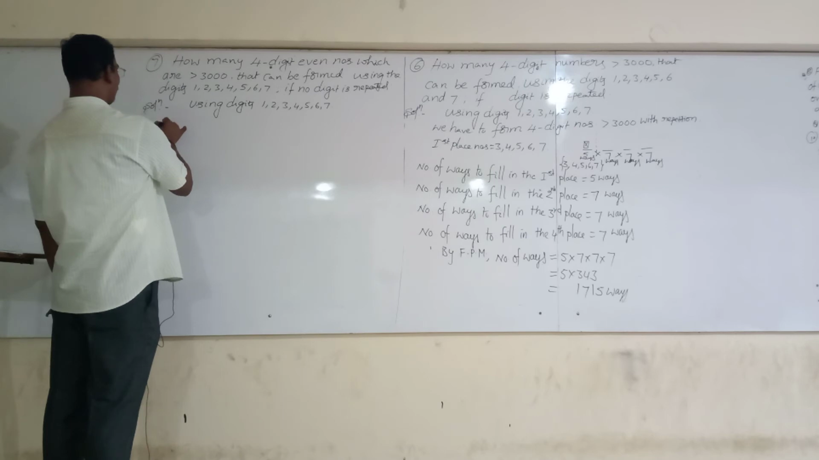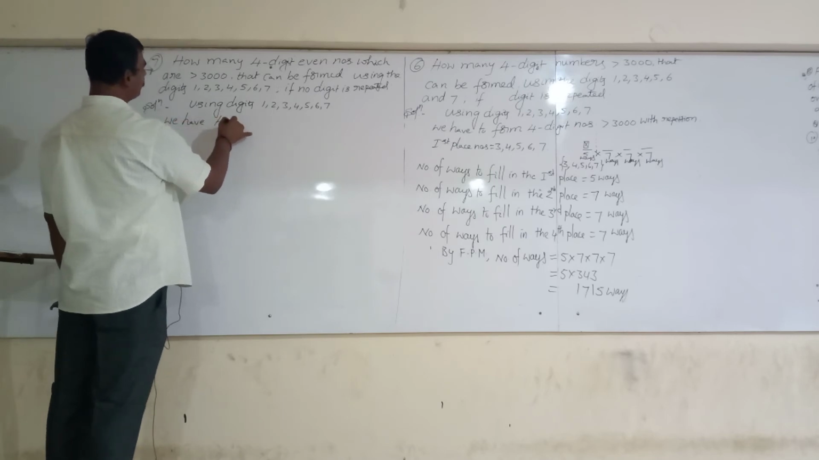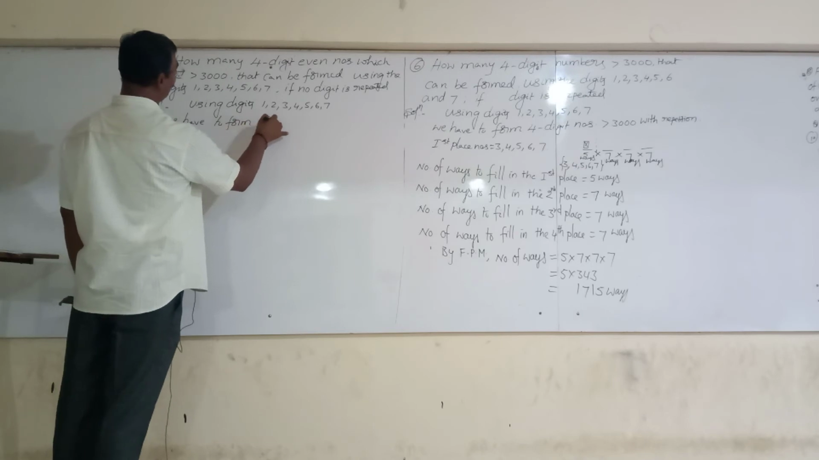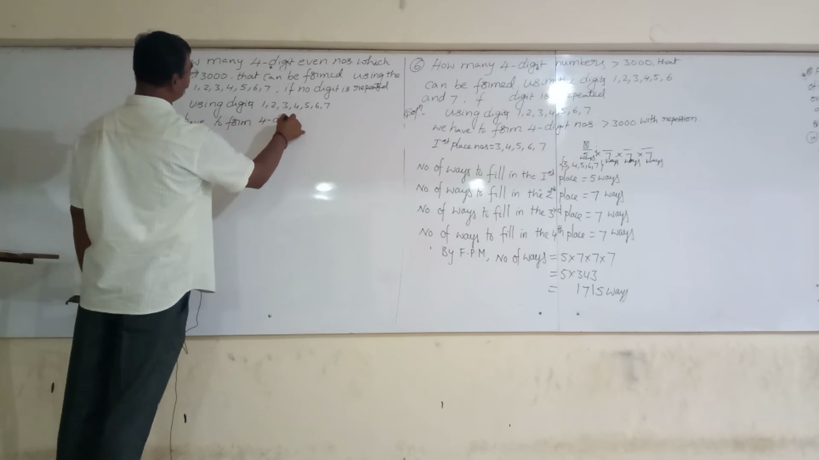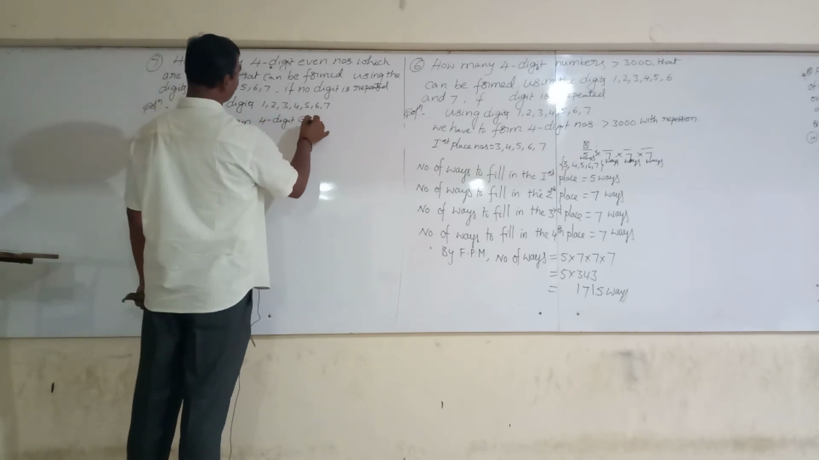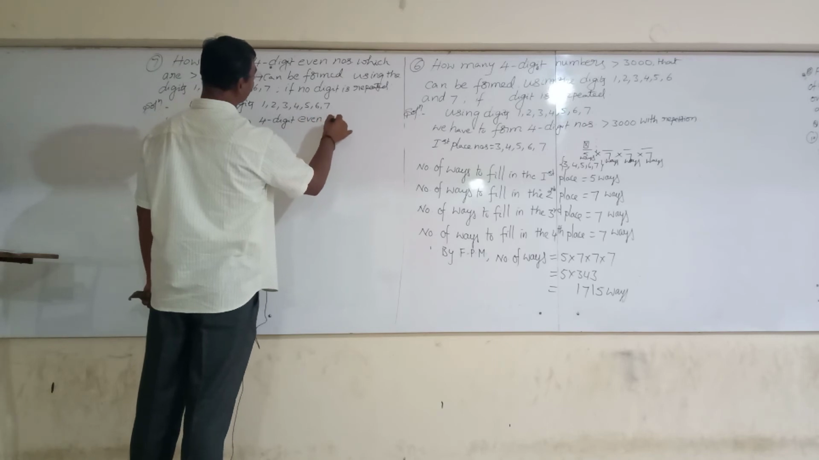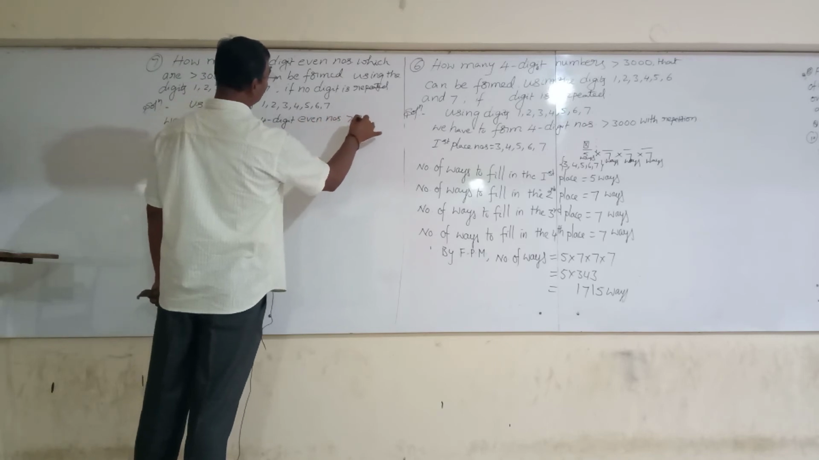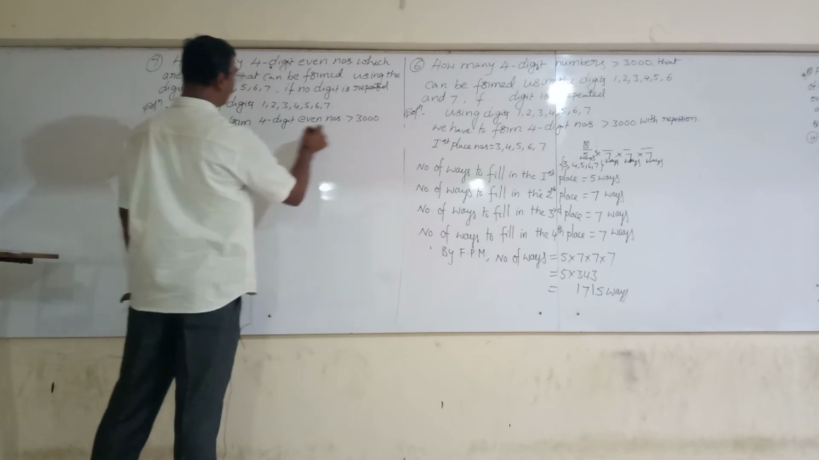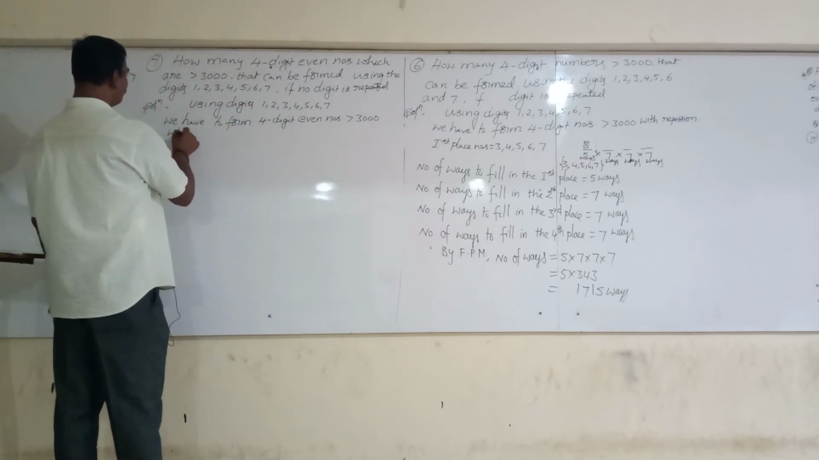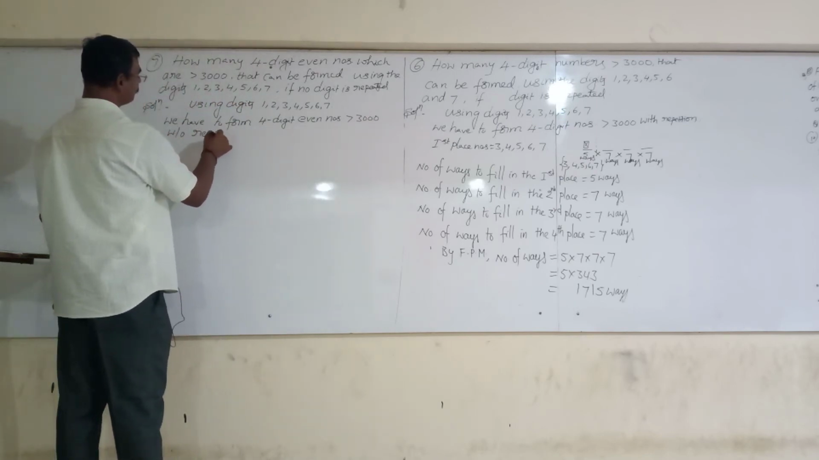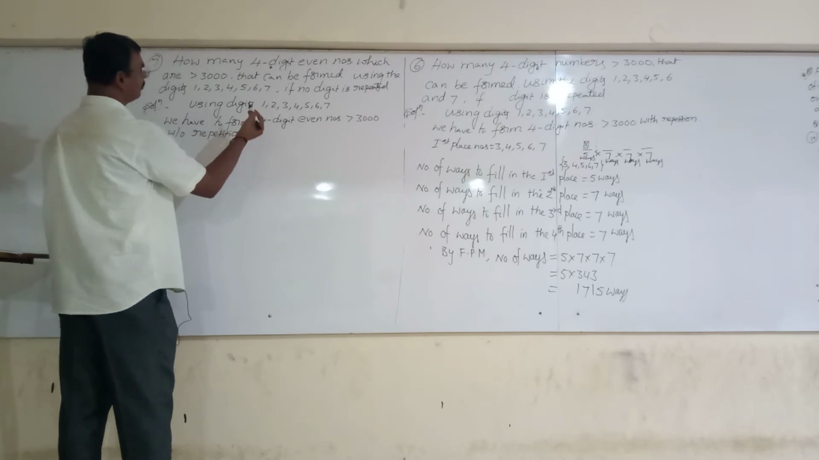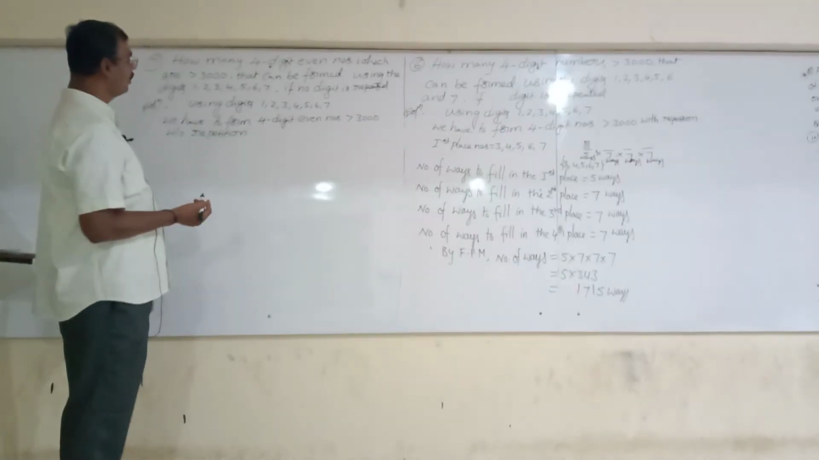And which digit number do we have to form? We have to form 4-digit even numbers which are greater than 3000, without repetition. This is our question.